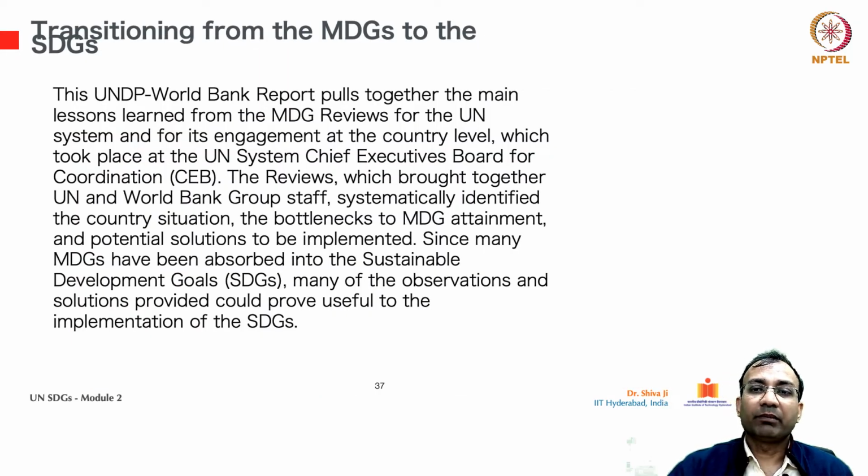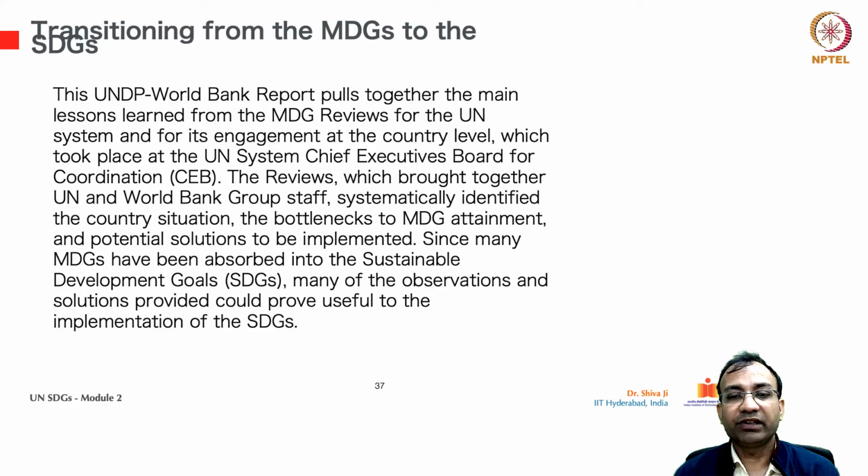This UNDP World Bank report pulls together the main lessons learned from the MDG reviews for the UN system and for its engagement at the country level, which took place at the UN System Chief Executive Board for the Coordination (CEB). The reviews, which brought together UN and the World Bank Group staff, systematically identified the country situation, the bottlenecks to the MDG attainment, and the potential solutions to the implementation. Since many MDGs have been absorbed into the Sustainable Development Goals, many of the observations and solutions provided could prove useful to the implementation of the SDGs.